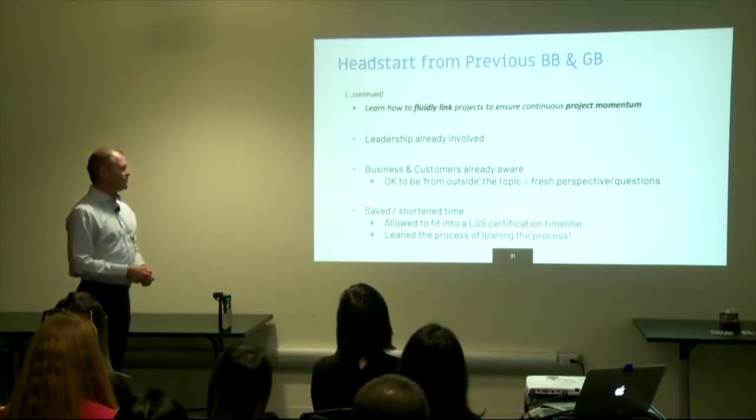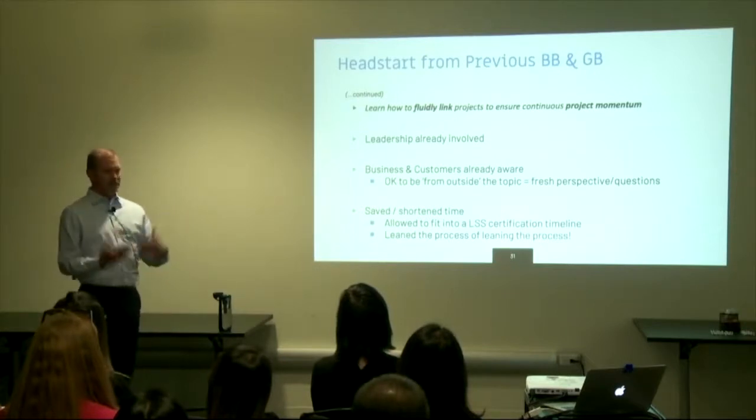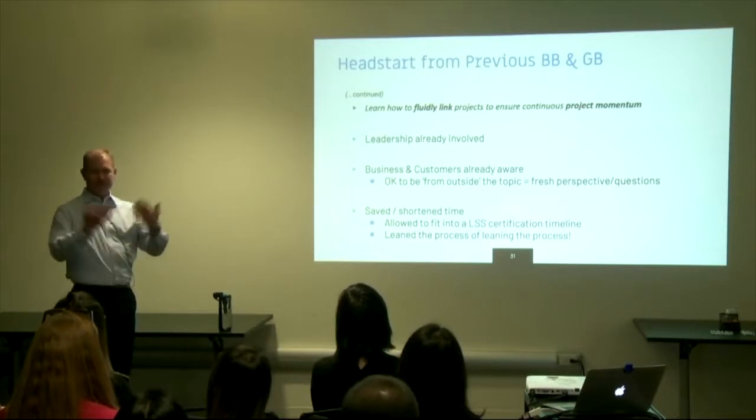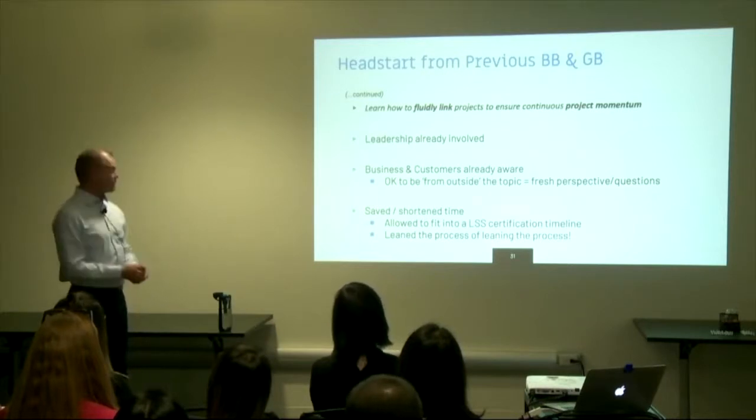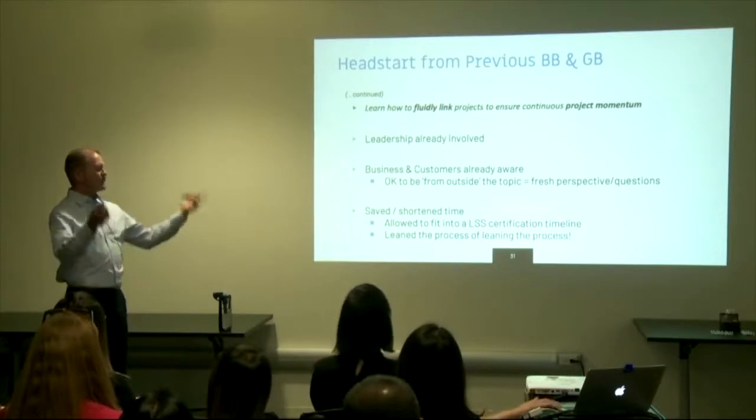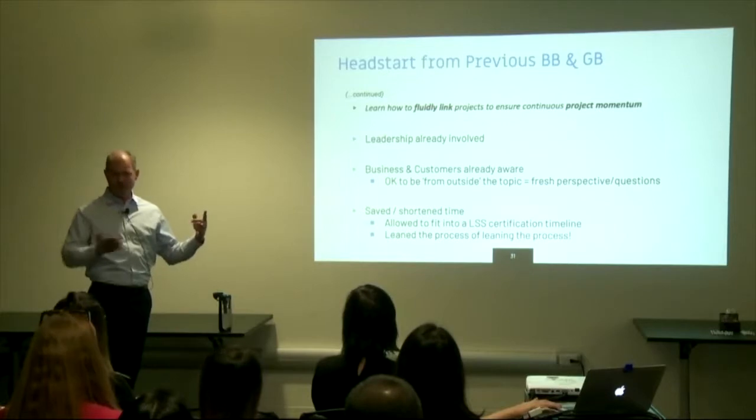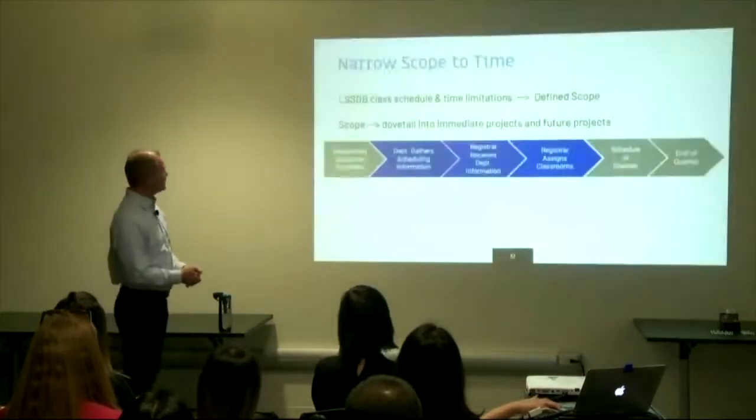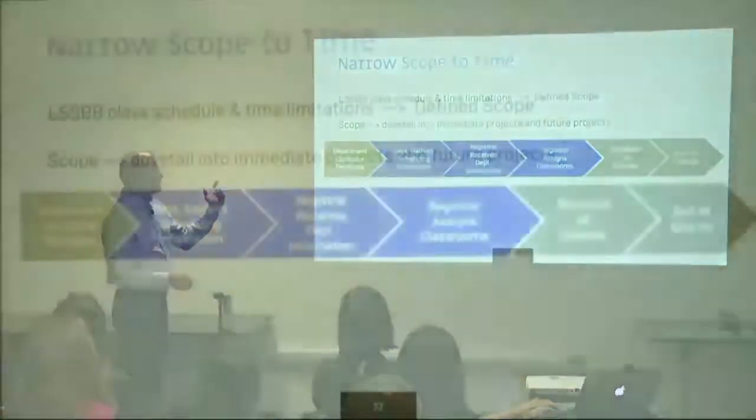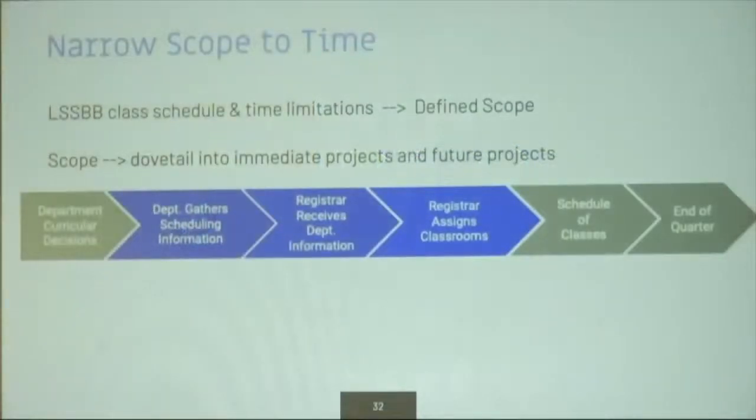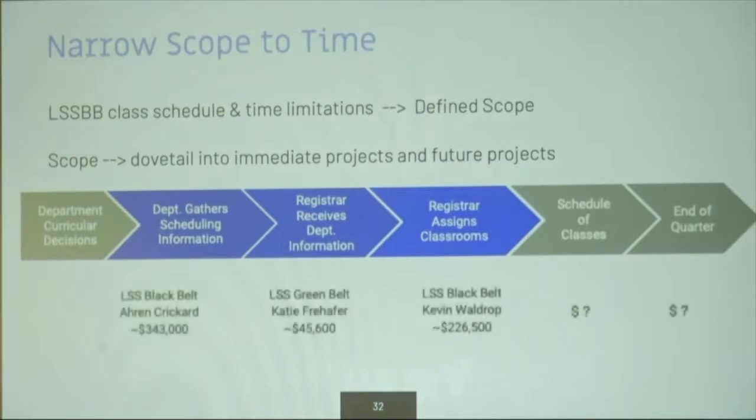And it saved and shortened time, like she described, that we worked together on some of the meetings so we didn't have to have them separately just because we were two different projects. And working this all into a certification timeline was a bonus, so I got my black belt out of doing the work that we needed to do. Just to mention, the scoping of this that Katie talked about was really important for everything to line up, which is what this shows. Next.